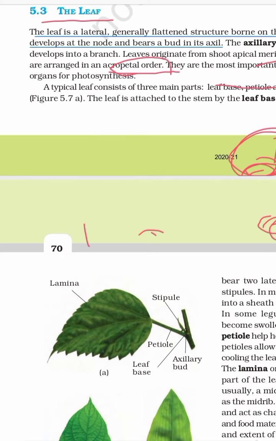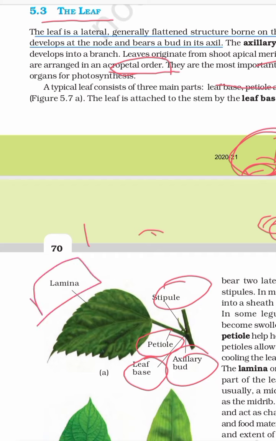So we studied two structures until now. The first is the leaf base, on which there is a stipule and an axillary bud, and the second is the petiole. The third thing is the lamina. Lamina, or leaf blade, is green in color. It is a flat structure. It does the function of photosynthesis, transpiration, respiration, everything.